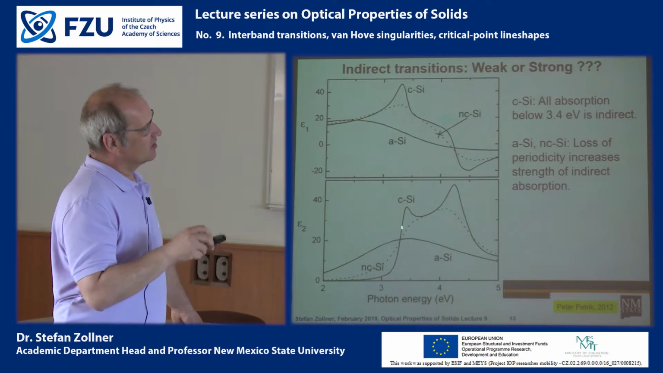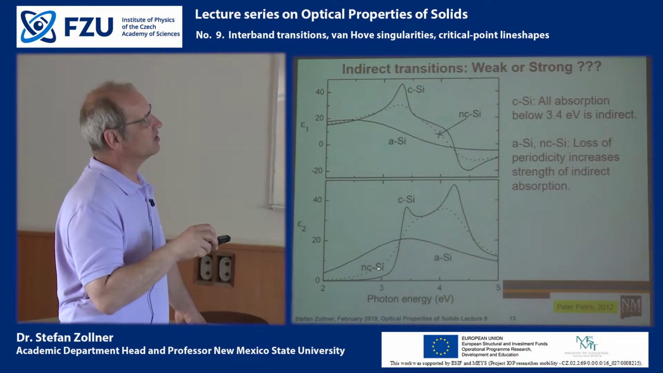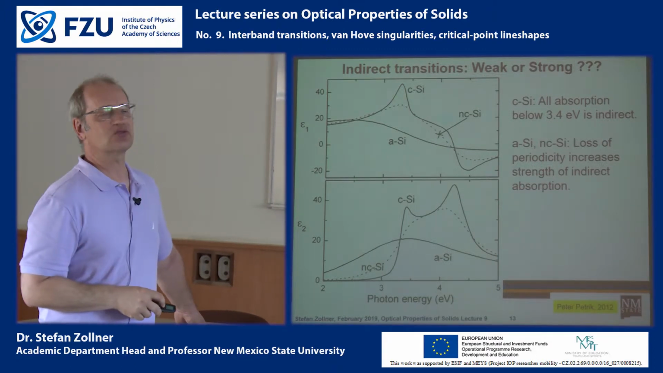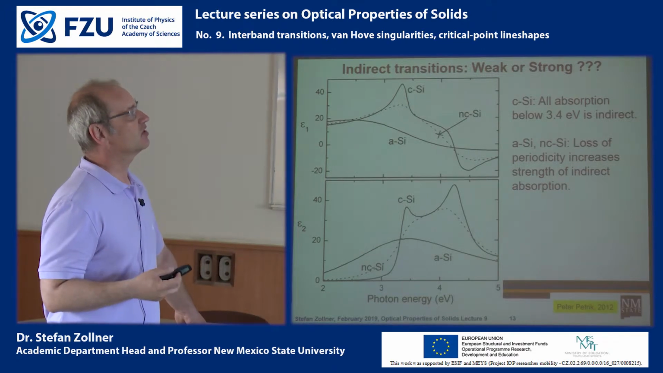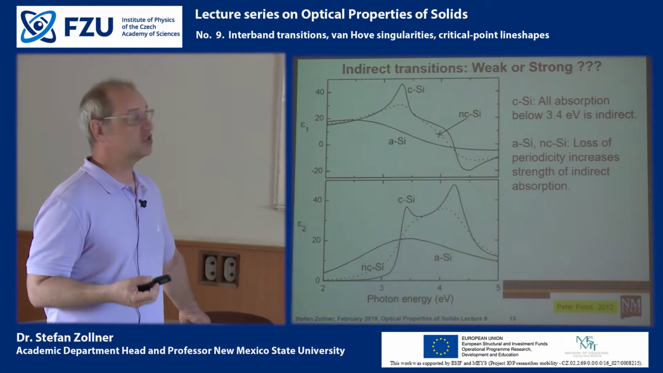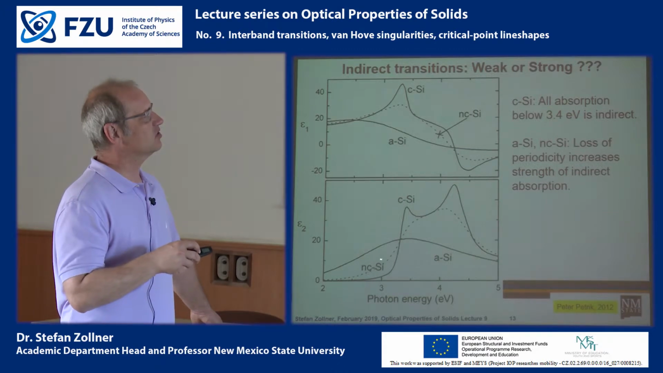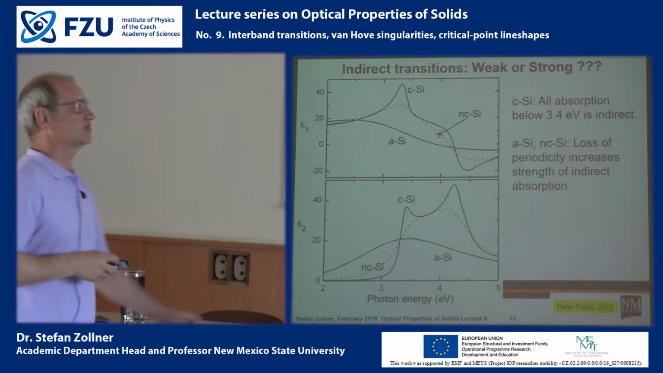So in crystalline silicon we have the direct transitions at 3.4 eV, and below that we have indirect transitions. Now the dashed line shows polycrystalline or nanocrystalline silicon. And because of the small crystallinity, the rules for the conservation of crystal momentum are relaxed, and therefore the indirect transitions in nanocrystalline silicon are much stronger than in crystalline silicon.